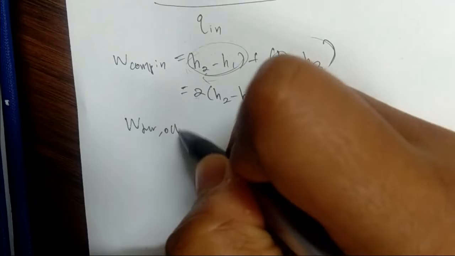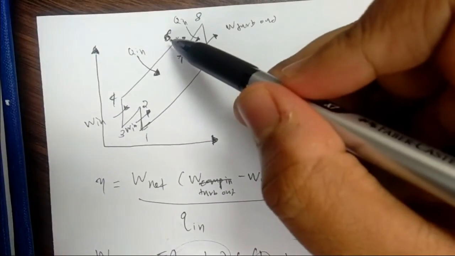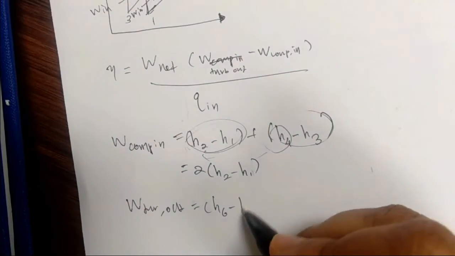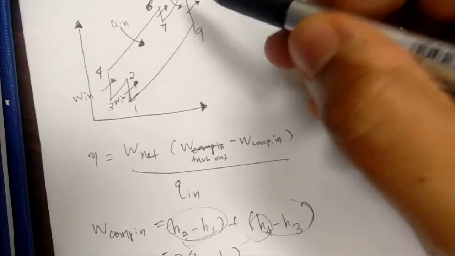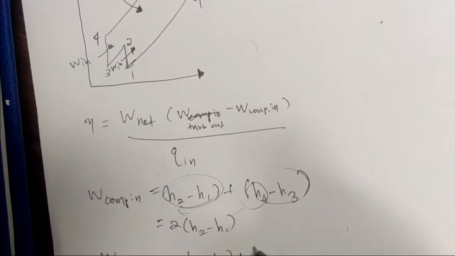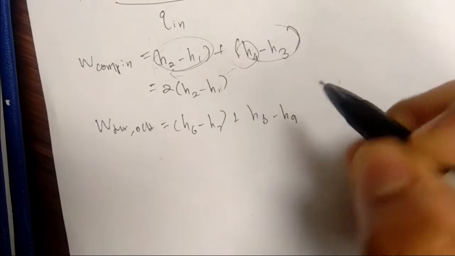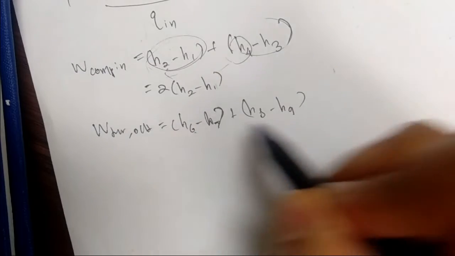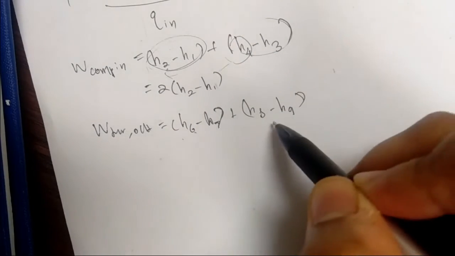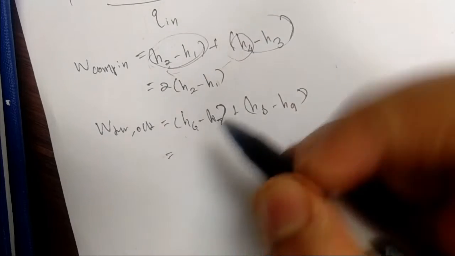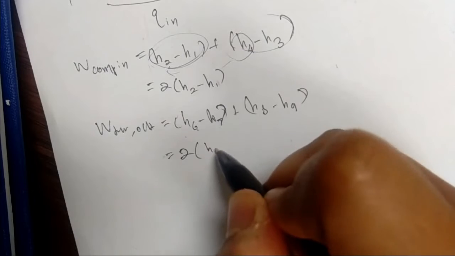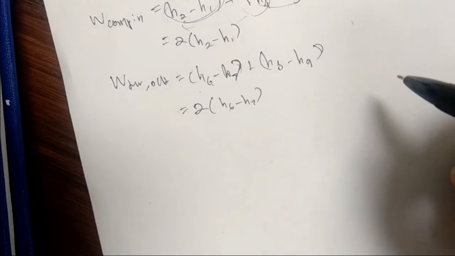So work turbine out, same thing, is equal to H6 minus H7 plus H8 minus H9, because these two are the same formula and the same value, so we assume there are two of these terms. Okay, 2 times (H6 minus H7).